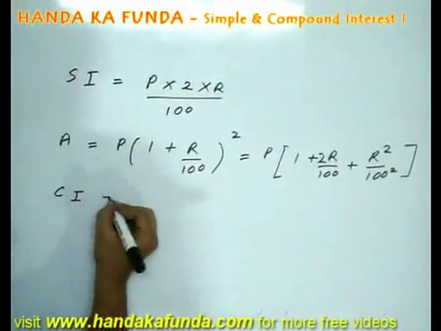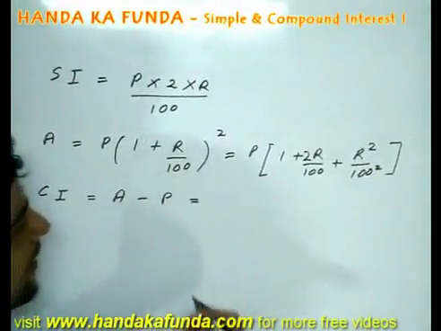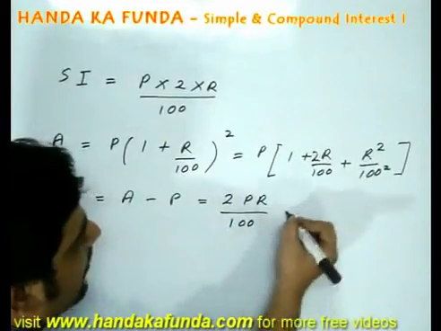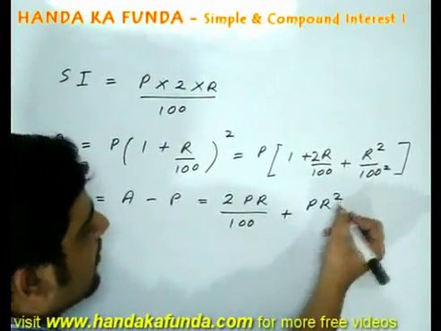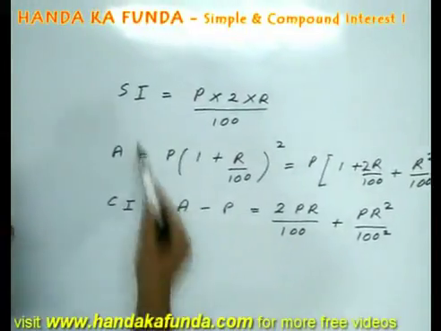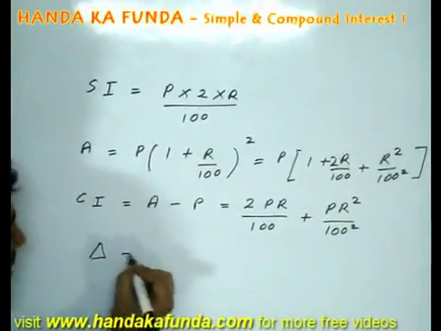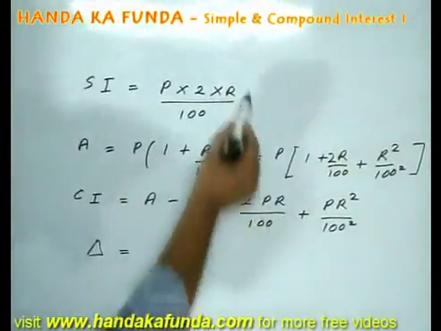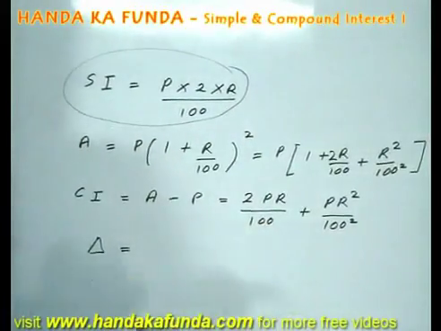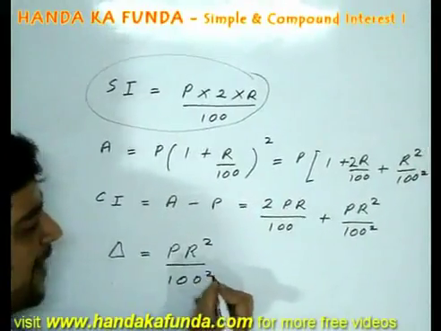Compound interest after 2 years will be if from the amount I remove the principal. That is effectively 2PR by 100 plus PR square by 100 square. We want to find out the difference between the simple interest and compound interest after 2 years. So if you look at both the figures, if I remove the simple interest portion, that is 2PR by 100, from compound interest, I am left with the formula PR square by 100 square.